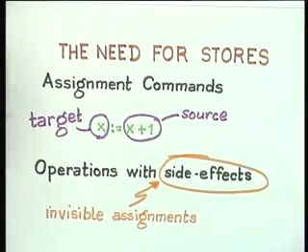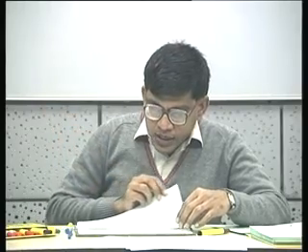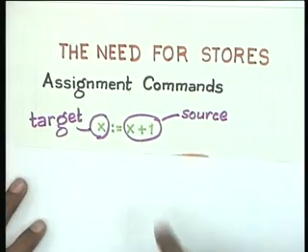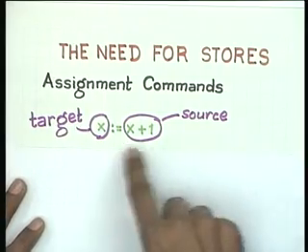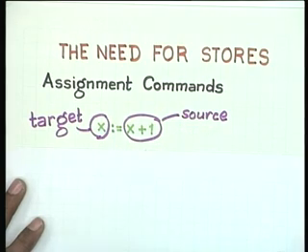But in the meanwhile, let's talk about stores. Yeah. So now it's clear that the environment and the state are really two different concepts, and they try to capture two different things. And state is a very abstract concept, and we have tried to model the assignment commands, where we'll consider the right hand side of the assignment to be a source and the left hand side to be a target.